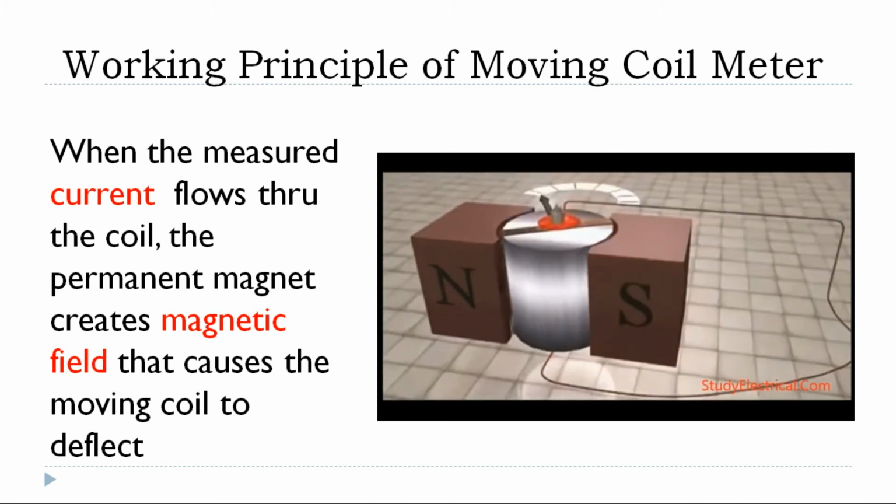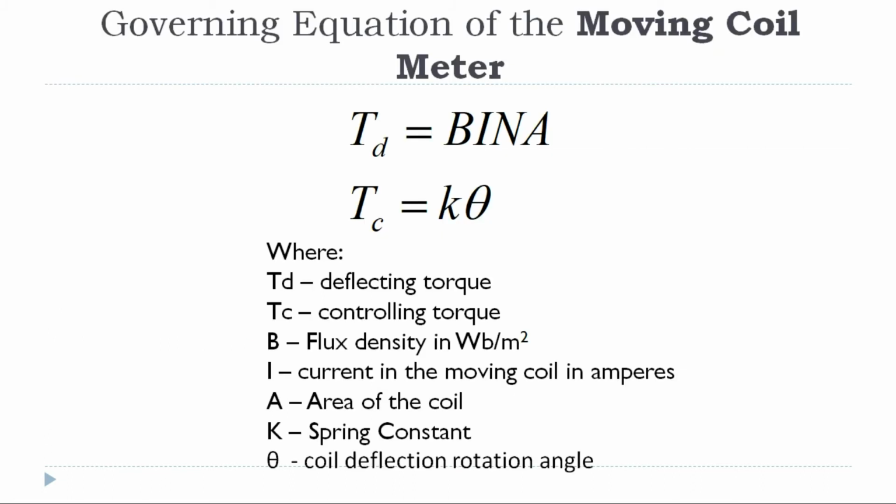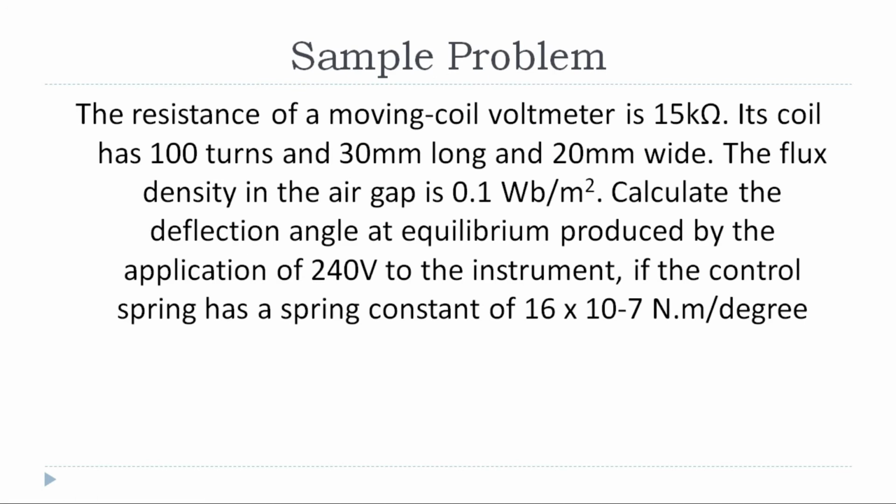So, governing equation of a moving coil meter. Deflecting torque equals B times I times N times A, where B is the magnetic flux density measured in Webers per meter squared, times the current I, times N, which is the number of turns of the coil, times the area of the coil, which is A. And the controlling torque is the same formula as in the moving iron, which is spring constant times coil deflection angle. Okay? So let's have an example.